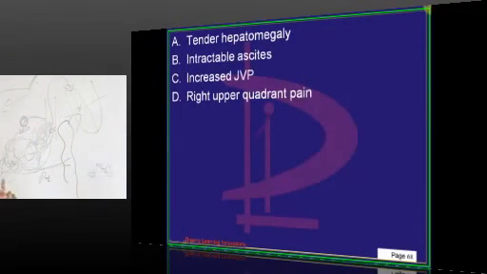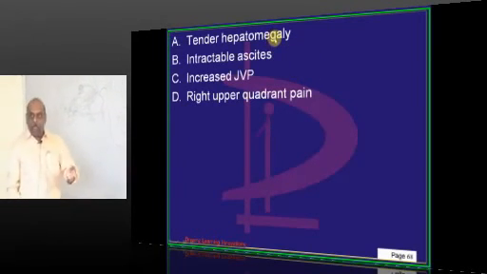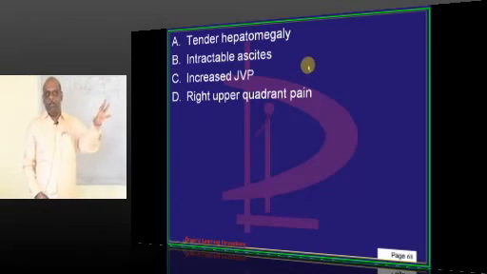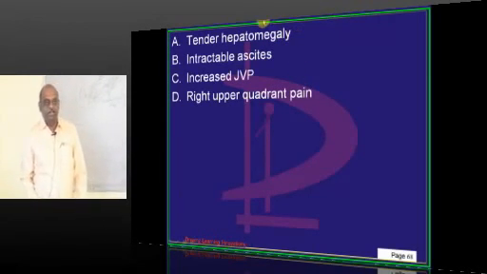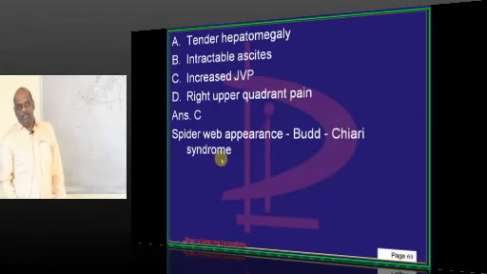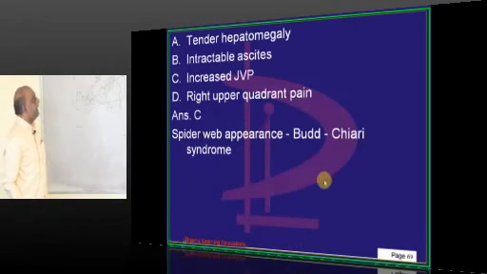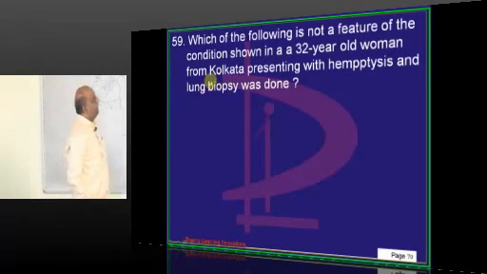If you happen to do it in the liver, the contrast will lead to a spider web appearance, is what you need to remember. So 2 words. Abdominal pain in any patient who has a prothrombotic tendency. Caudate lobe hypertrophy. Spider web appearance on hepatic angiography. 3 buzzwords which you need to ultimately remember. So what will Budd-Chiari lead to? Tender hepatomegaly, intractable ascites and right upper quadrant pain. These are all the classical features that need to be remembered.